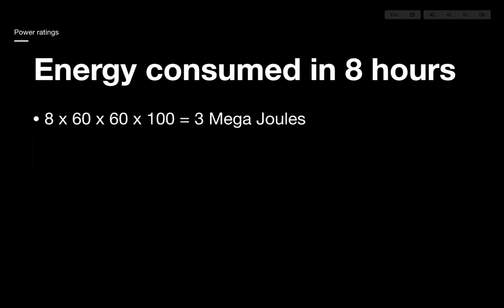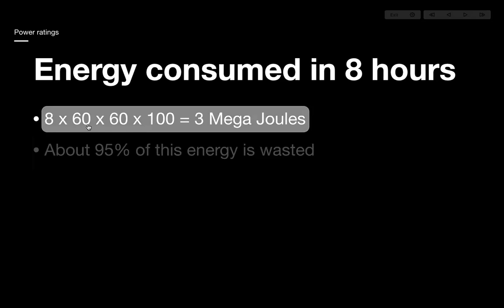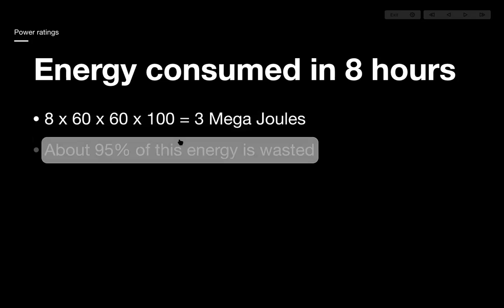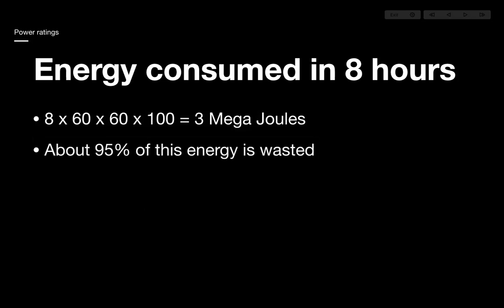We can simply calculate this using this equation. For 8 hours, how many seconds do we have? 60 times 60 in an hour, and 100 is the rating of the bulb. When you multiply this, it gives us about 3 megajoules. Now, what is interesting is that about 95% of this energy is wastage. It converts only 5% of this 3 megajoules of energy to provide the light. The rest all just goes into the surroundings.